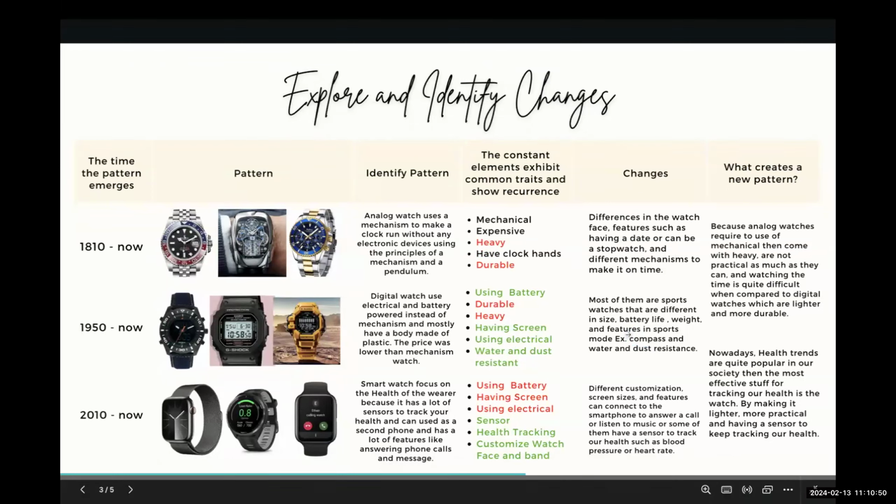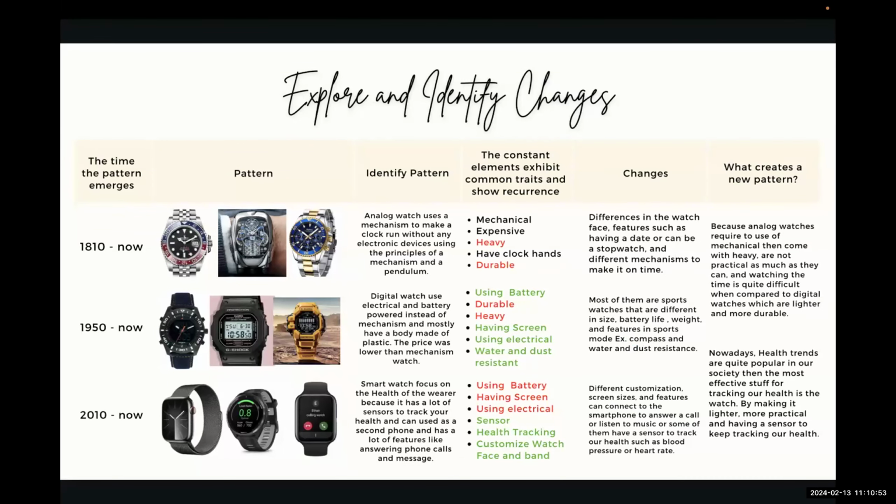My pattern is about the watch, the hand watch. So I divide it into three parts. The first one is the analog watch. All of them use mechanics and run without electronics, by using the principle of mechanism and pendulum. The constant elements that every analog watch has are that it uses mechanics, it's heavy, and it has clock hands and a durable leather strap.